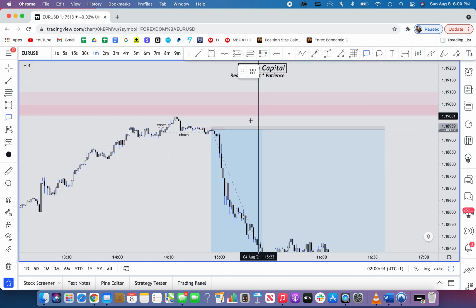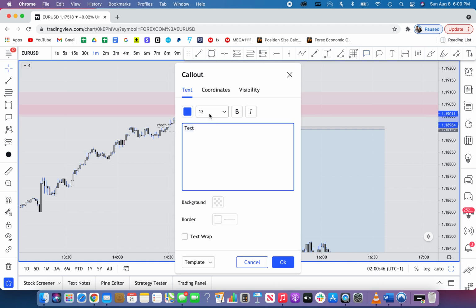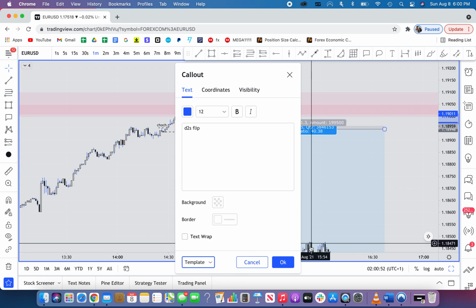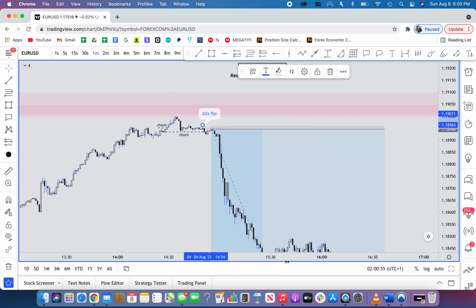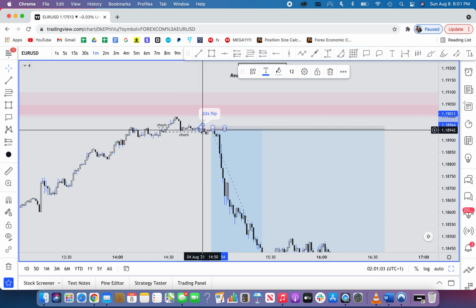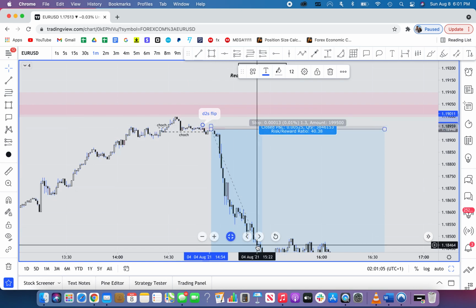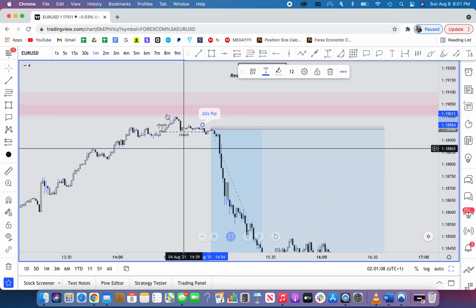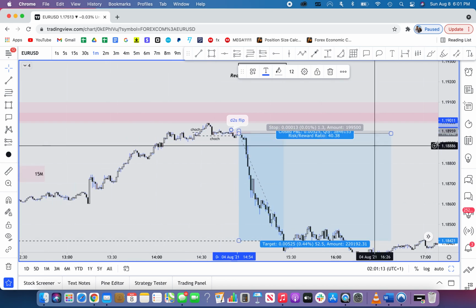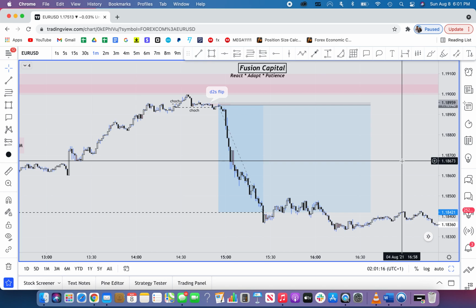And this area here is actually what's called, let's see, I thought I had this marked out. Demand supply flip. So this is a D to S flip. And what that means is we have a change of character here. The supply caused this demand to fail. So this is a demand to supply flip, meaning supply took control again, and we're expecting further bearish price action. As always, you're never certain. You do want to risk manage properly. I will be going over risk management as well.